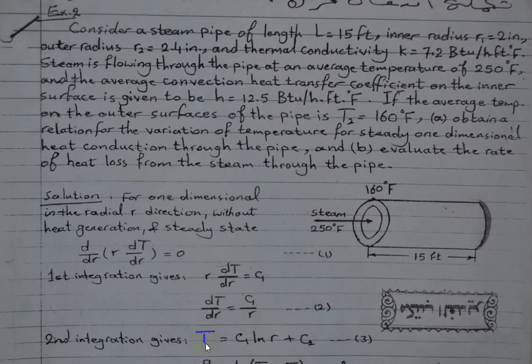Then the subsequent procedures to obtain the temperature distribution equation, the optimal form of the temperature distribution equation, will be obtained by using the following T term, produced from the second integration of dT/dr equals C1 over R. As you can see, this is equation 2 of the course.